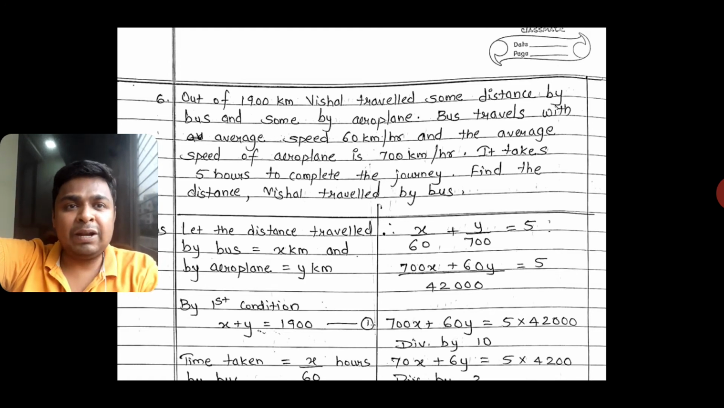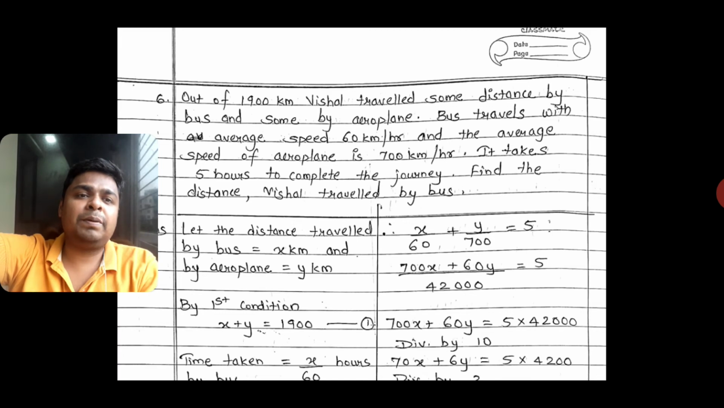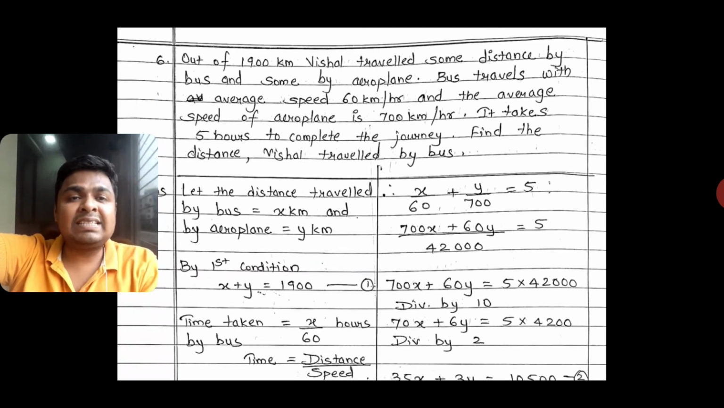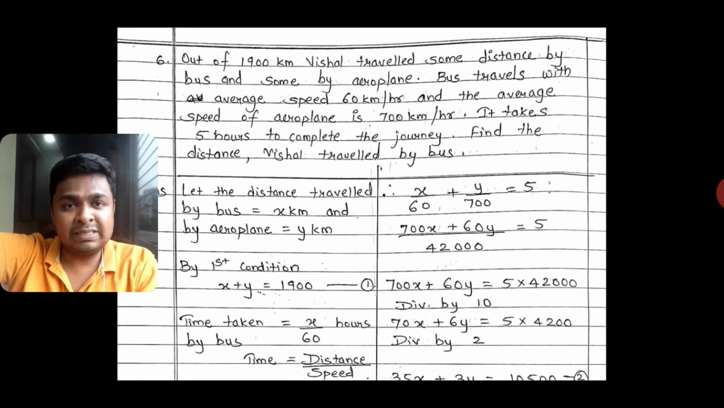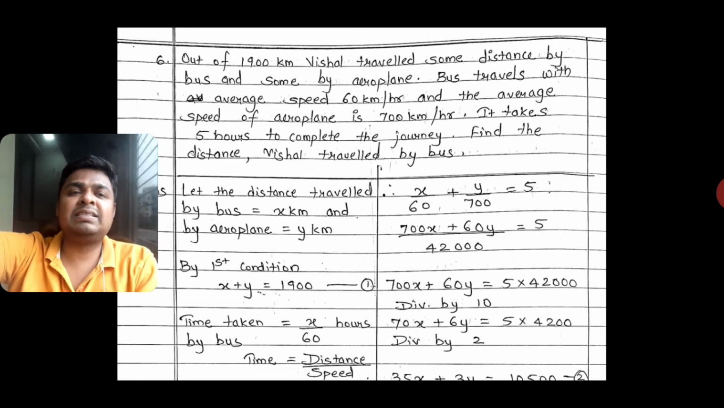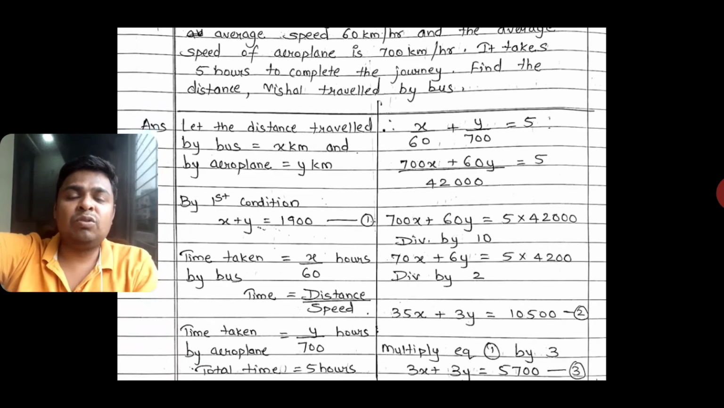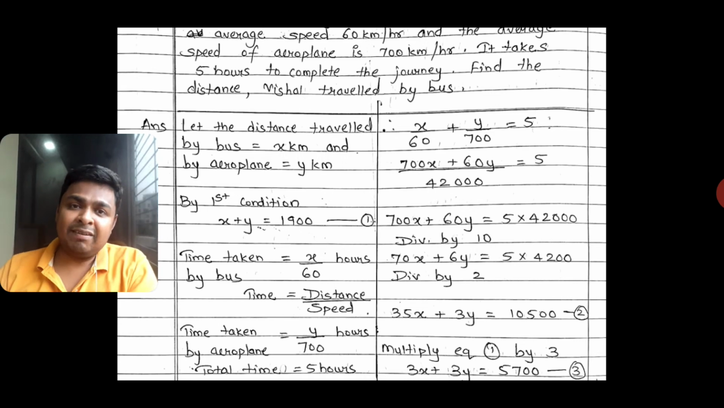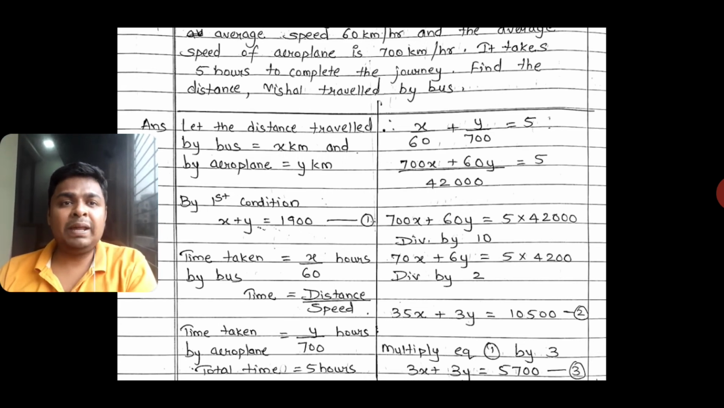The average speed of the bus was 60 km per hour and that of the aeroplane is given as 700 km per hour. It takes 5 hours to complete the journey. So the total journey time is 5 hours, bus plus aeroplane. Find the distance he traveled by bus. Whatever we have to find, we'll consider that as x. Suppose the distance traveled by the bus is x and by aeroplane is y.